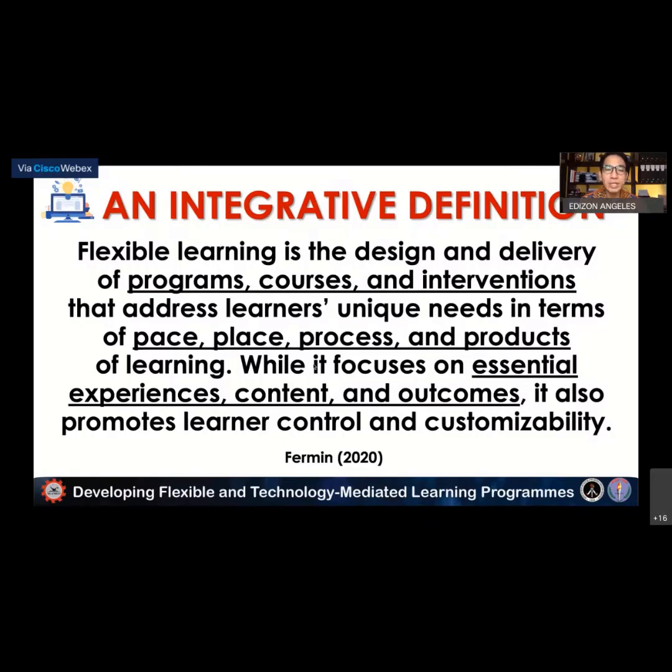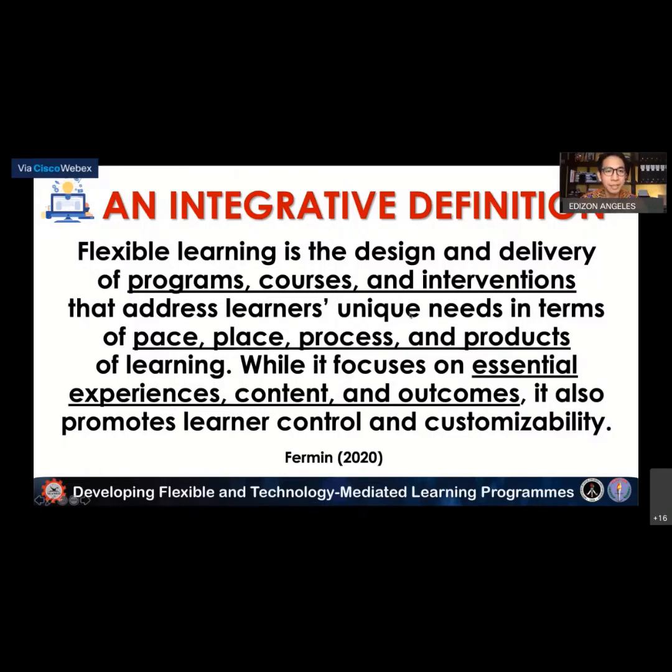In the hopes of finding ways by which institutions may be helped out, we were in search for definitions to begin with. Currently, at the Commission on Higher Education, we are adopting a definition that allows several voices in flexible learning and education to be heard. What we have right now is the definition you're seeing on the screen. Flexible learning is the design and delivery of entire degree programs, specific courses within degree programs, or interventions that are suitable to specific learners. But we need to be mindful of learners' needs in terms of pace, place, process, and products, covering only the most essential experiences, content, and outcomes, being mindful equally of the role of learner control and customizability.